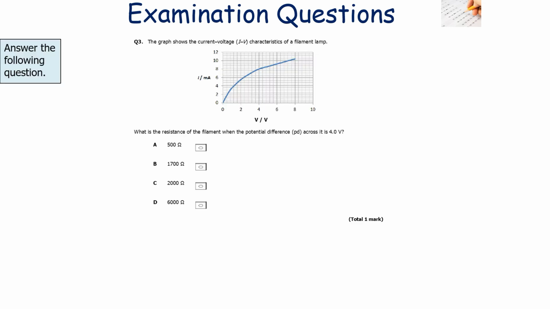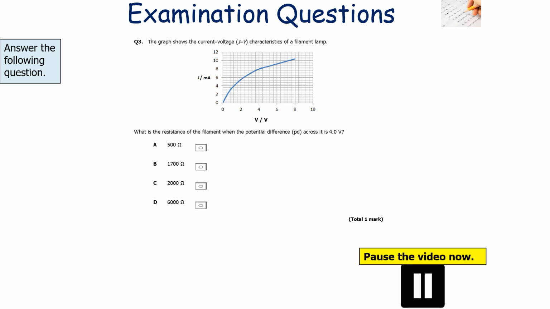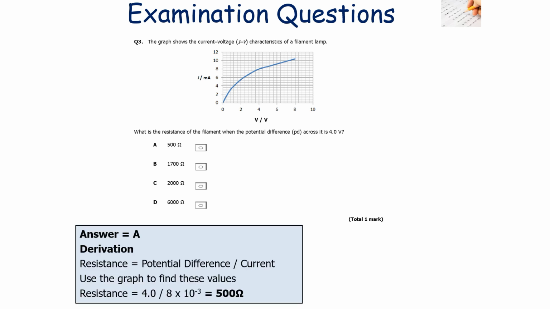Our next question shows a graph of a current voltage characteristic of a filament lamp. So what is the resistance of the filament when the potential difference across it is 4 volts? So pause the video now, then unpause the video when you want to go through your answer. Right, the answer for this one is A.